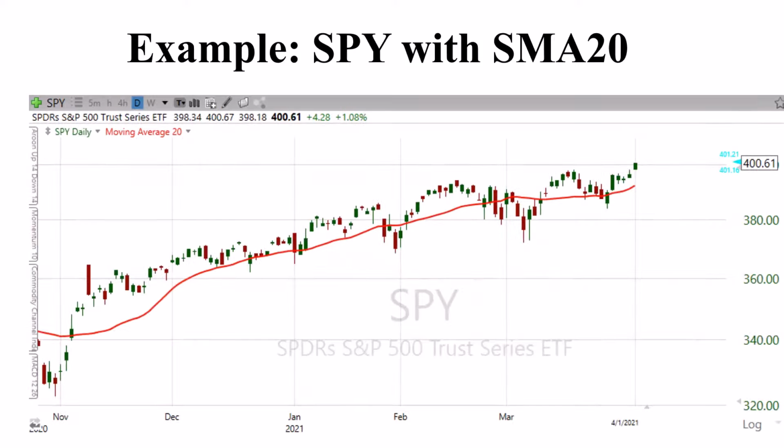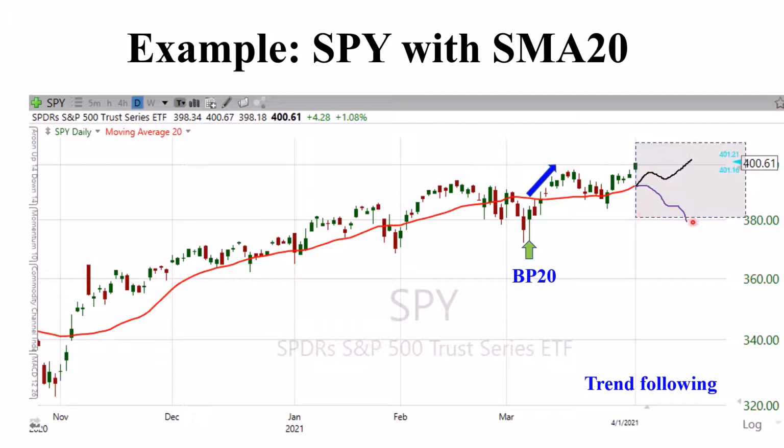I would like to use S&P 500 ETF, SPY, as an example. Over the past few months, SPY has been in a strong uptrend. Here is the 20 days benchmark price, which is much lower than today's close price. Therefore, there is a high probability that SMA 20 will follow the uptrend in the coming few days. However, BP 20 will go up in the next 7 trading days. If the price drops significantly below SMA 20, it may drag SMA 20 downward.